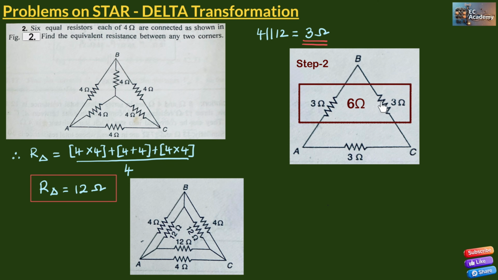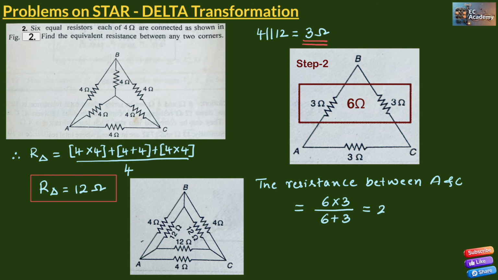Then 6 ohm will be parallel with 3 ohm. Therefore, the equivalent resistance between the corners A and C can be written as 6 ohm multiplied by 3 ohm divided by 6 ohm plus 3 ohm, which will be equal to 2 ohm. So, 2 ohm is the equivalent resistance between any two corners of the given network.